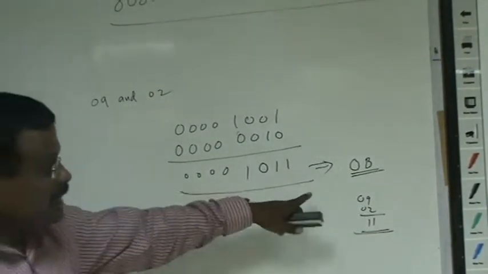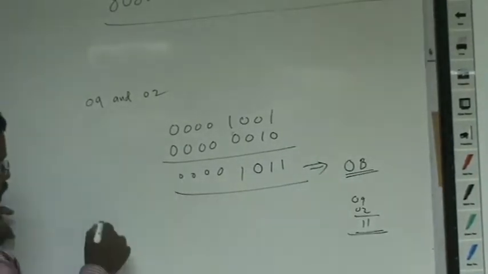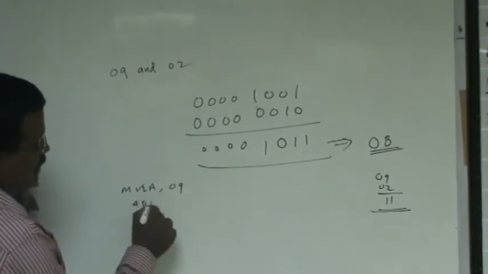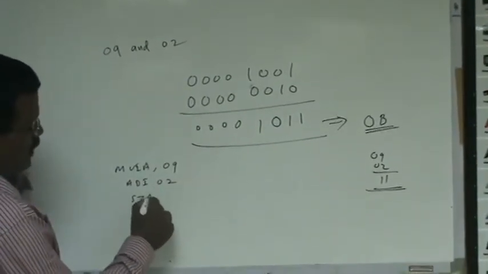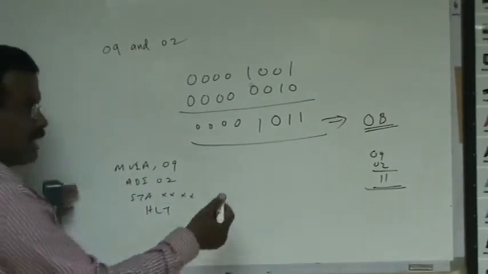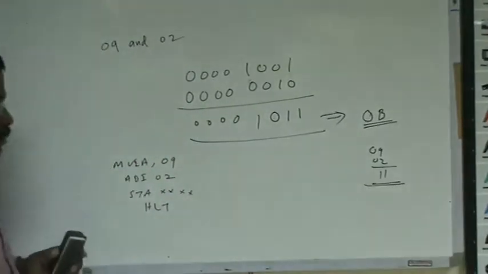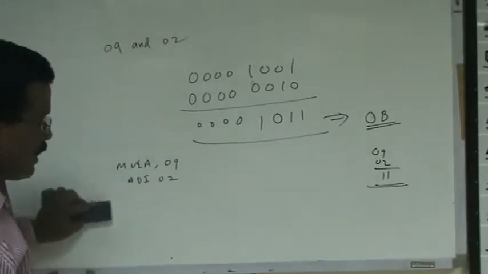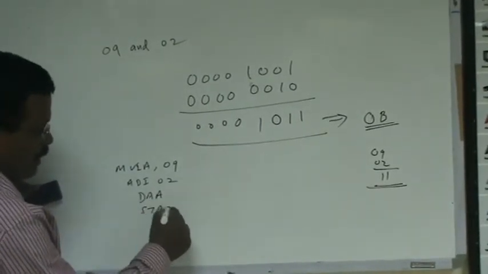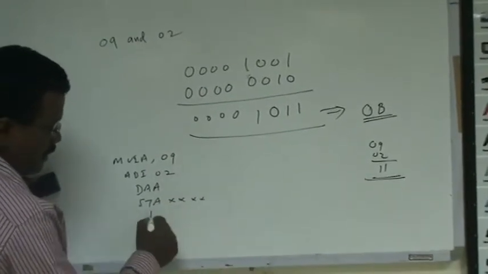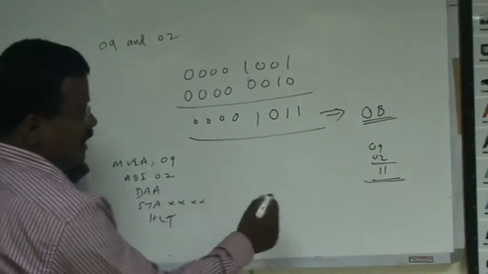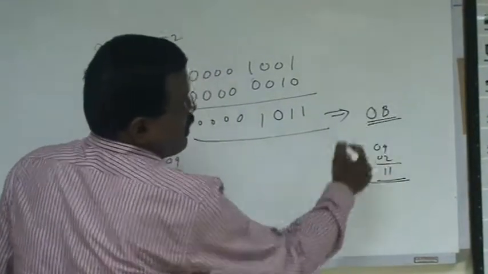So how is the 0B adjusted? Suppose I write a program like this: move immediate A, 09, add immediate with 02, store accumulator in some memory location, halt. Now if I go to the memory location, I can see the result as 0B. Now after ADI 02, I can include DAA, then store accumulator in some hexadecimal memory location, halt. If I write like this with DAA and see the result, I will get 11, not 0B.